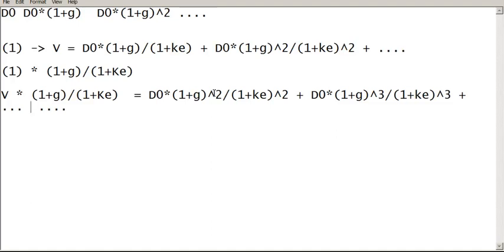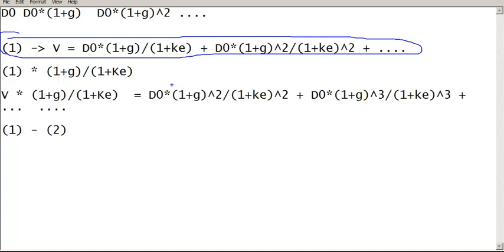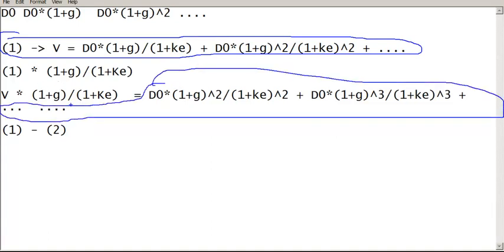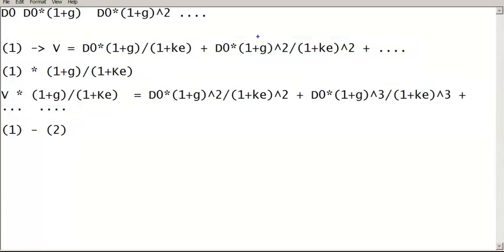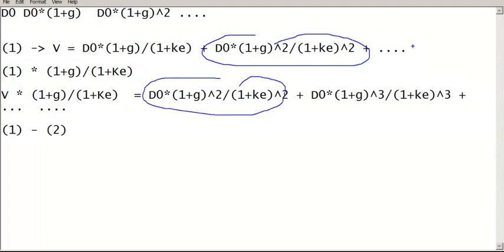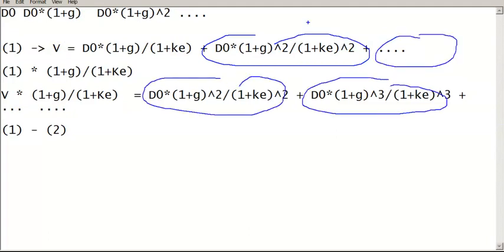Now one interesting thing you will find: if I subtract equation 2 from equation 1, where this is equation number 1 and this is equation number 2, the LHS will be V minus V into (1 plus g) by (1 plus Ke). On the right hand side, this term and this term are common, and the next term and this term will be common. So when you subtract, they get cancelled, and you will be left with only this term, which is D0 into (1 plus g) by (1 plus Ke).